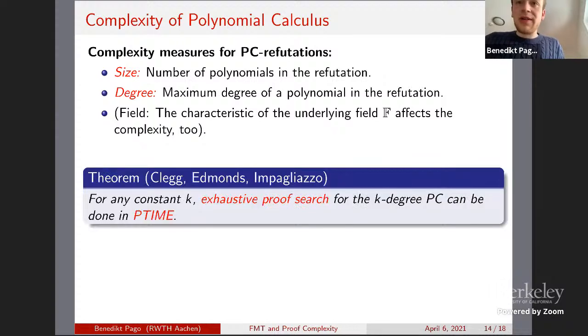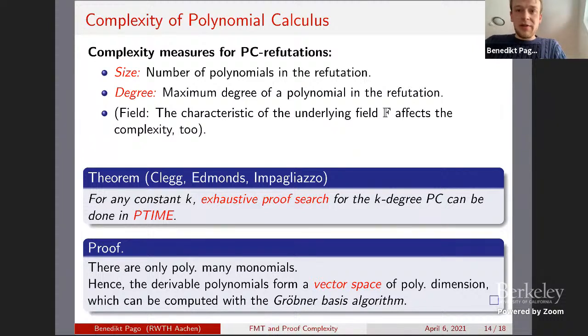But in this setting, we always consider the rationals as the field. And one thing that is very important to know is that bounding the degree has an effect. So if we bound the degree by a constant, then all this becomes algorithmically tractable. So you can exhaustively search for proofs in the k-degree polynomial calculus in polynomial time. And this is essentially due to linear algebra. So the set of all derivable polynomials is always a vector space due to this linear combination rule. And so if the dimension of the vector space is polynomial, then we can apply the so-called Gröbner basis algorithm to solve this. So the trick is that we don't have to explicitly derive all polynomials that we could derive, but we can always only consider a basis of that space. And therefore this is tractable in P-time.